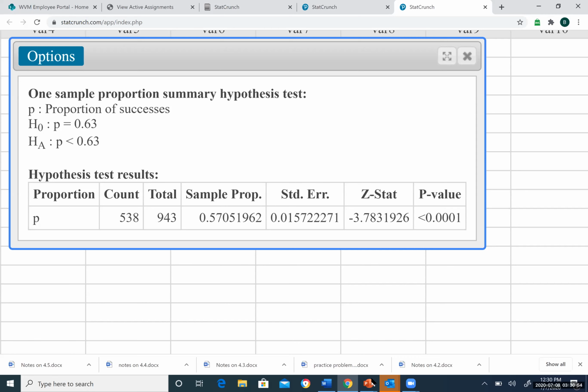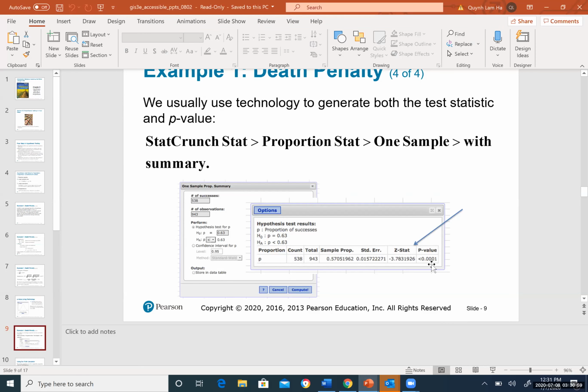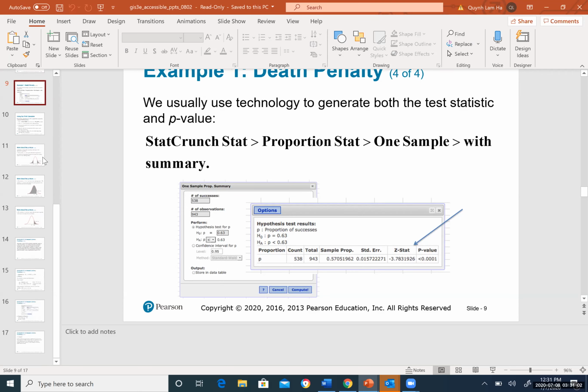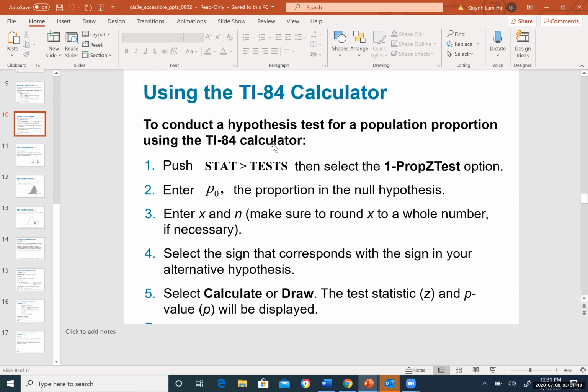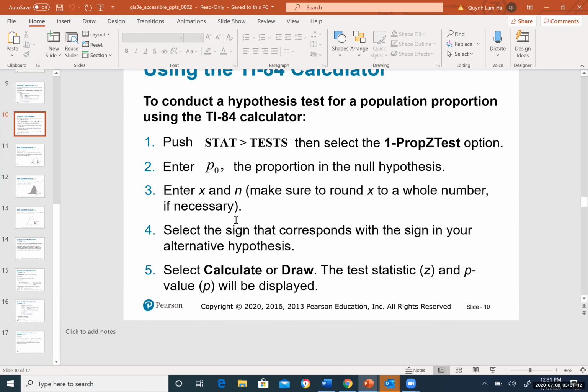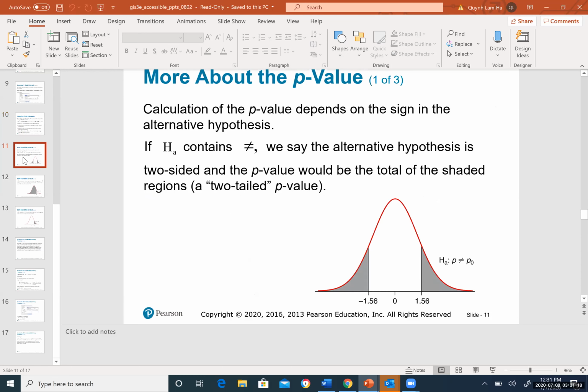So let me go back to PowerPoint so that you can see clearly the conclusion. So we got the exact value. And here, this is the slide that teaches you how to use the TI-84 calculator. You just follow these steps, then you get a solution, exactly like you do it for StatQuant. Right here, they give you more options. So it means we're done with example 2. We have to reject the null hypothesis, which is we disagree with the null hypothesis.